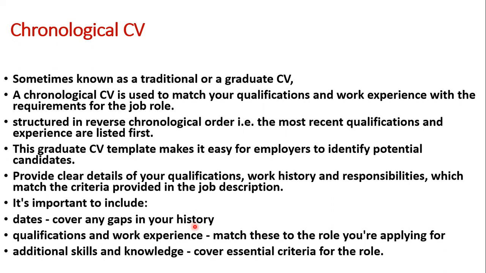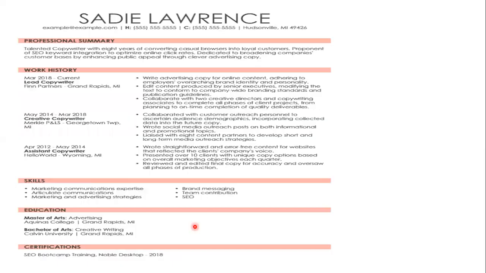Understood? Okay students, next. This is a format of the chronological CV. Sadie Lawrence, name, contact information, address, that is all. Professional summary. That professional summary means the exposure of the person. Talented copywriter with 8 years of converting casual browsers into loyal customers.